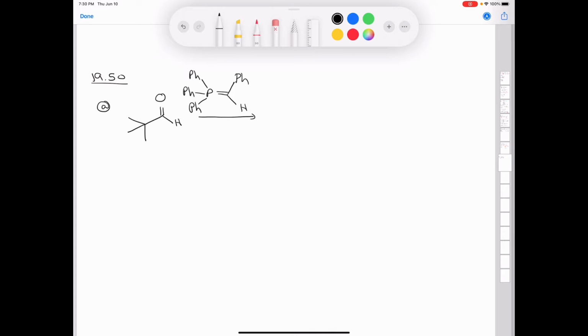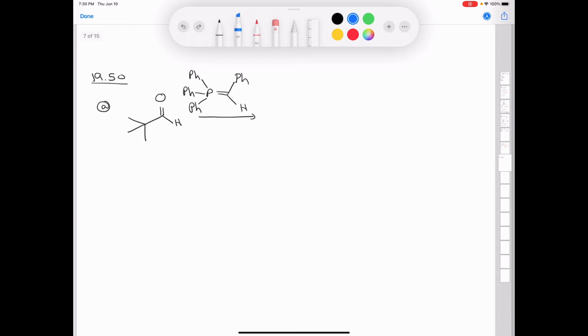Let's take a look at question 19.50. We're starting with this aldehyde and we're treating it with this Wittig reagent. But keep in mind that this is a stabilized Wittig reagent, right? Because we have the phenyl ring up here, which could stabilize the negative charge if we were to draw it here.